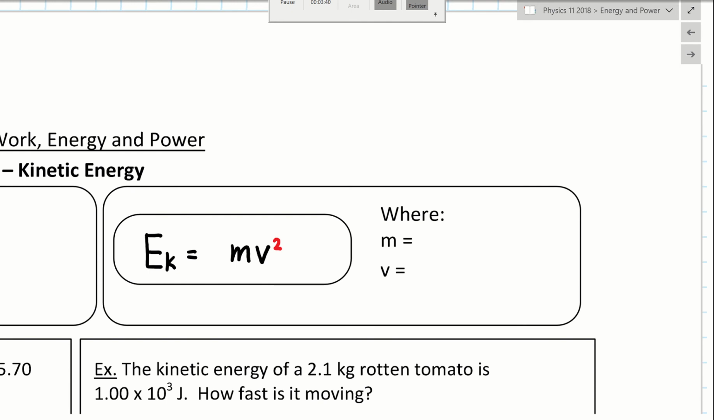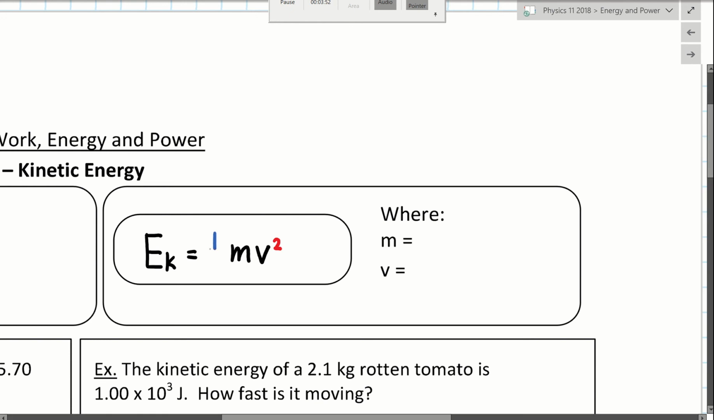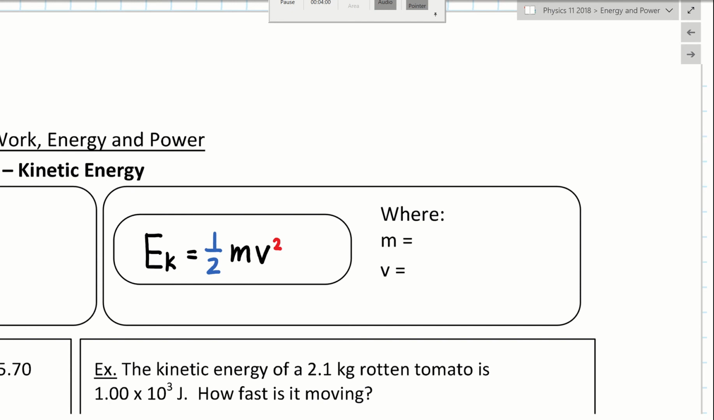However, for mass, if you double the mass, you get double energy. Triple the mass, you get triple energy. Quadruple the mass, you get quadruple the energy. So the speed affects it a lot more than the mass does. Now, just to complete this equation, there is a 1/2 in front. Unfortunately, the explanation of where this equation comes from requires, not really advanced, but at least university level calculus. So we are not going to talk about that one today.